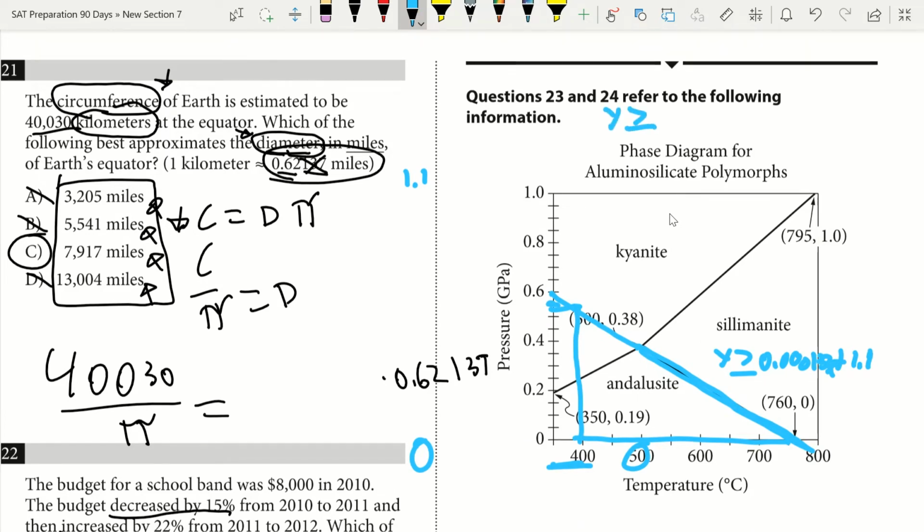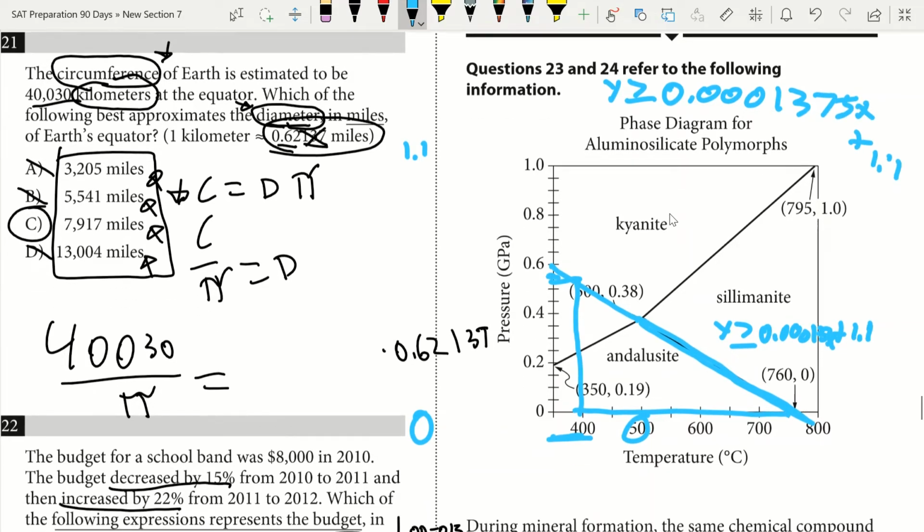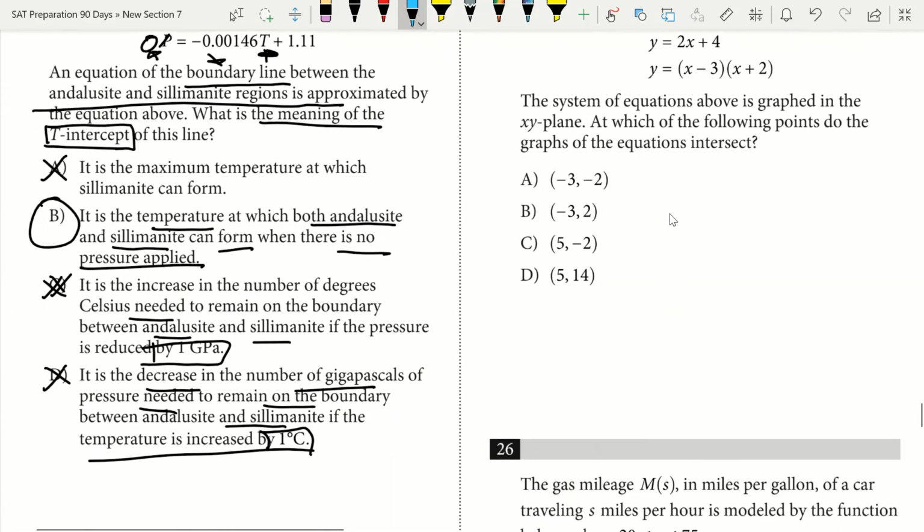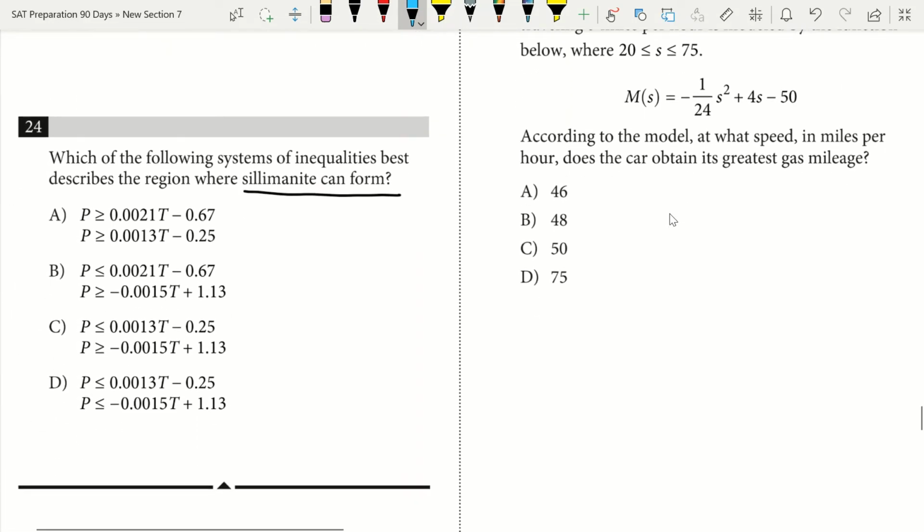So we're gonna have to have y is greater than or equal to 0.1375x, and then plus 1.1. Okay, so let's go ahead and find an answer choice that's got that. It's got to be something right along those lines. We see we have a couple with plus 1.1, so those ones are good.